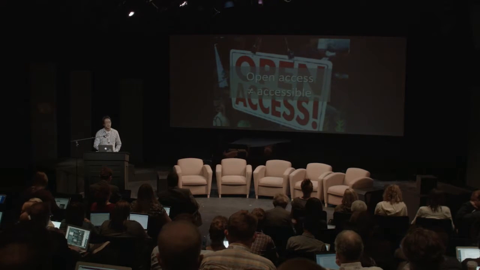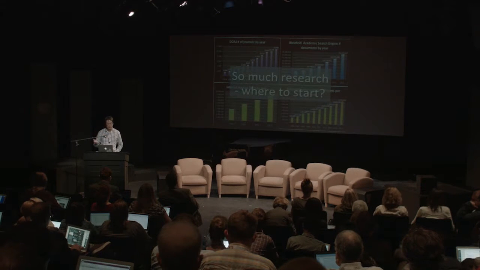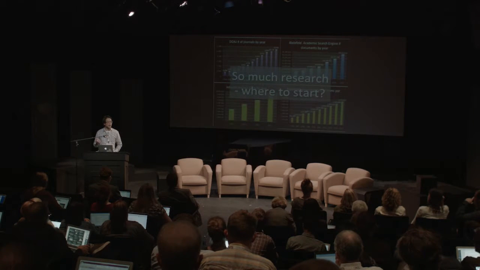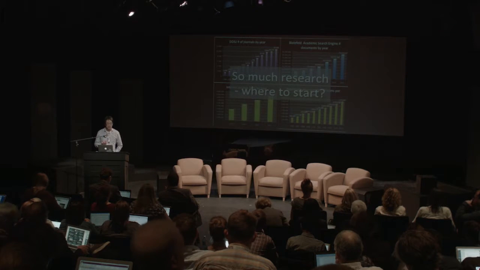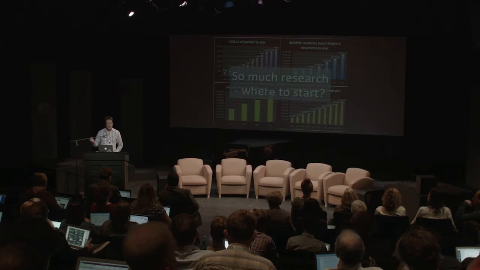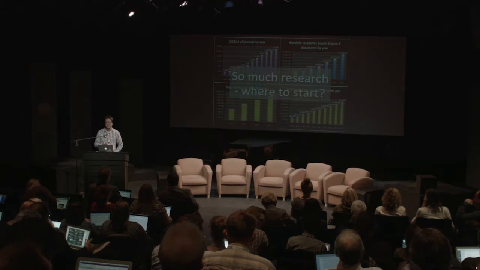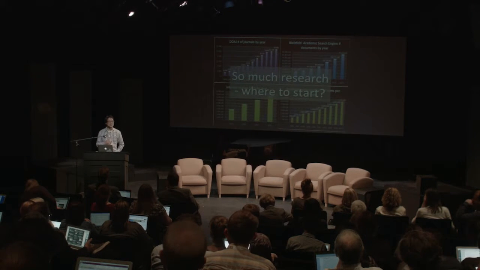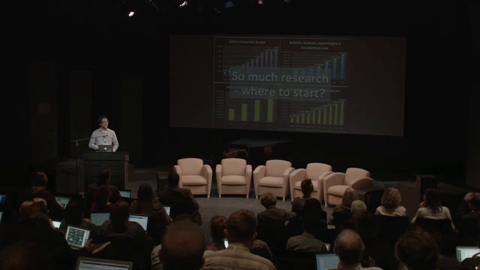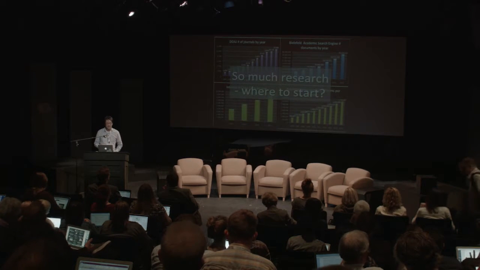As we've seen in some of the talks from earlier today, one of the biggest problems is there's just so much research out there. So where do we start? The number of journal articles that are available on open access is going up steadily. The number of data sets that are being made available, maybe they are made up, is also increasing rapidly.